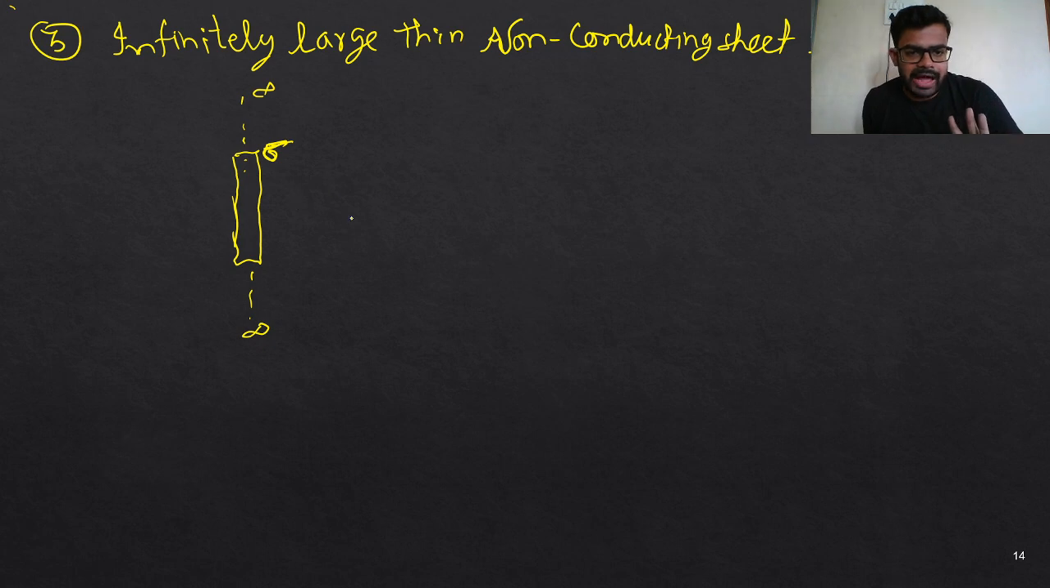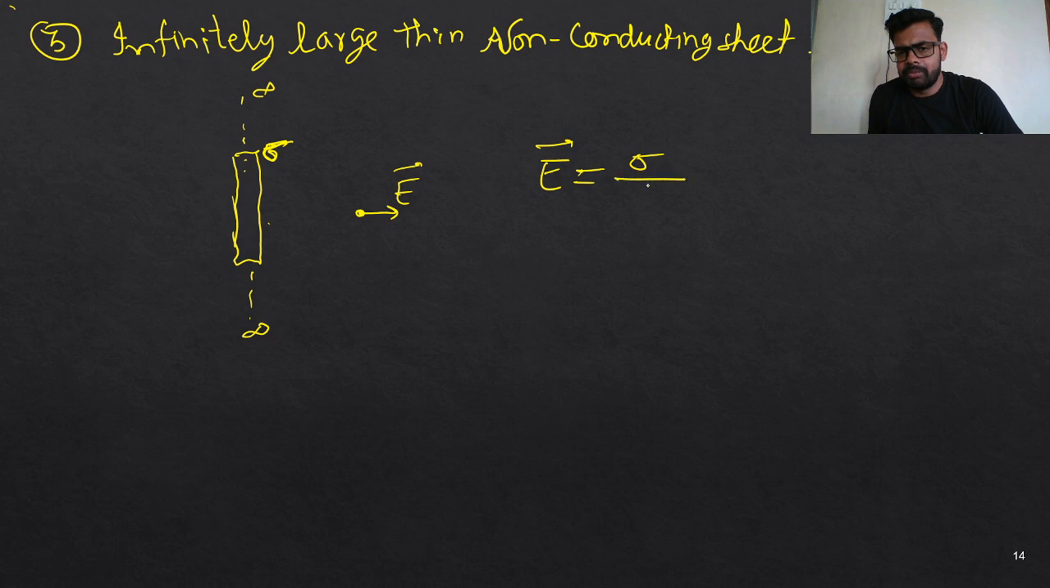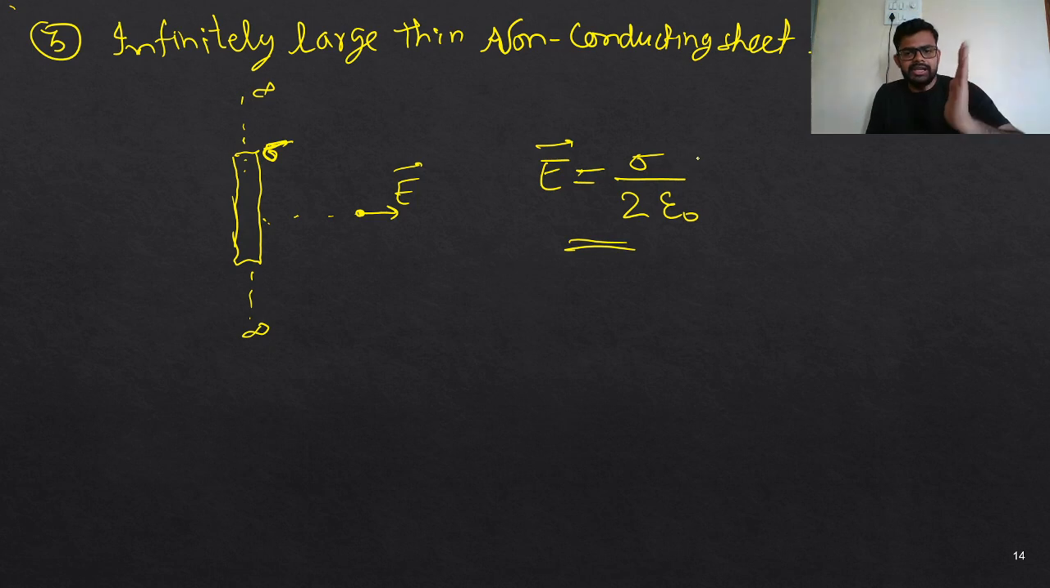That's all. So let's say there is a point. At this point, what will be the field? It doesn't matter what the distance of the point is. E is equal to sigma upon 2 epsilon naught. Sigma upon 2 epsilon naught. Remember, if you want to write the direction, you simply say it is perpendicular to the area of the plate. So here we can write n cap.